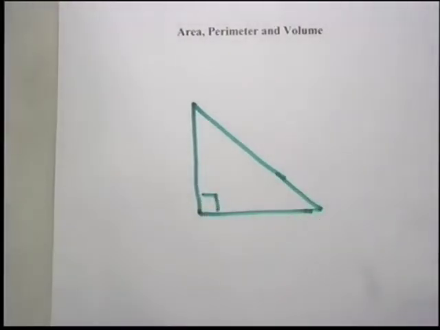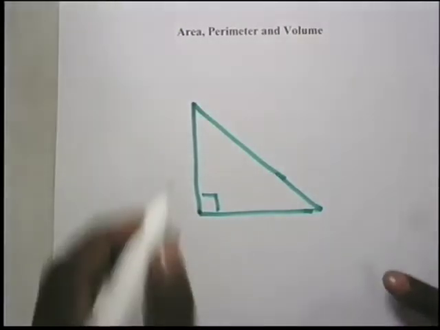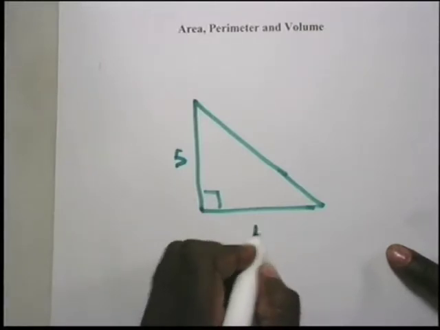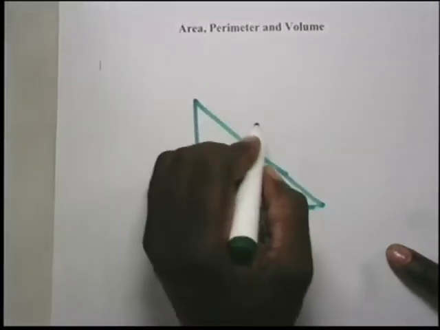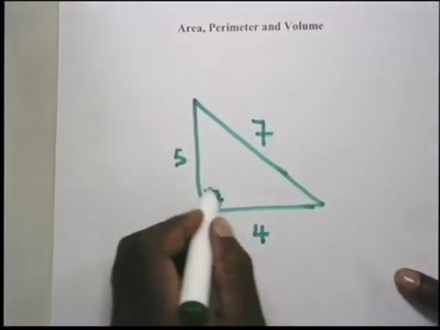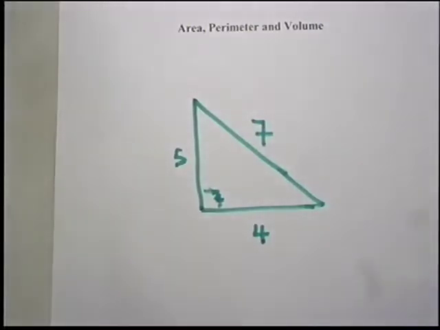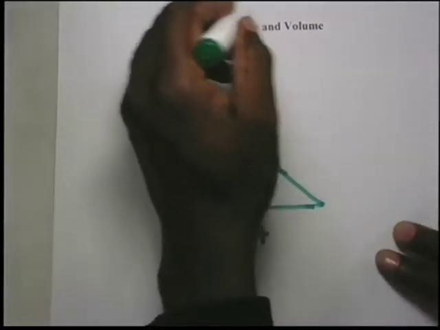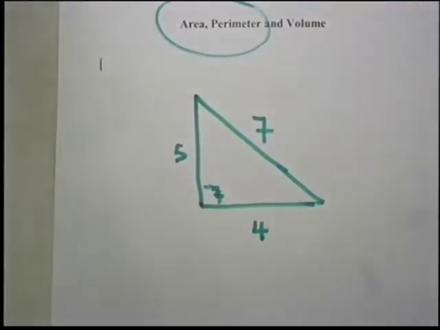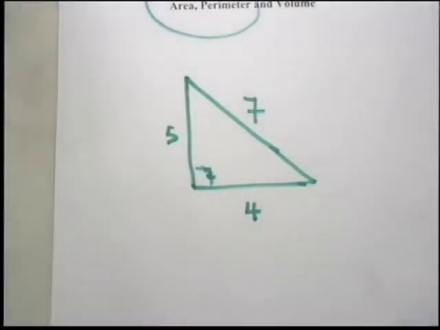in this case right-angled triangle, and I'm told the length here is 5, the length here is 4, and the length here is 7, perhaps not necessarily right-angled. So with that figure, I should be able to determine only the area as well as the perimeter, because volume is 3-dimensional, and then it should then be a triangular prism that I'm looking at.